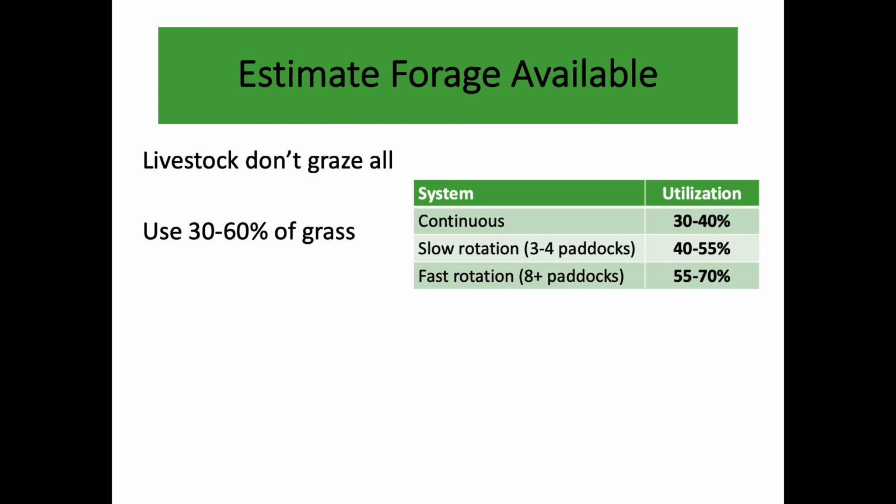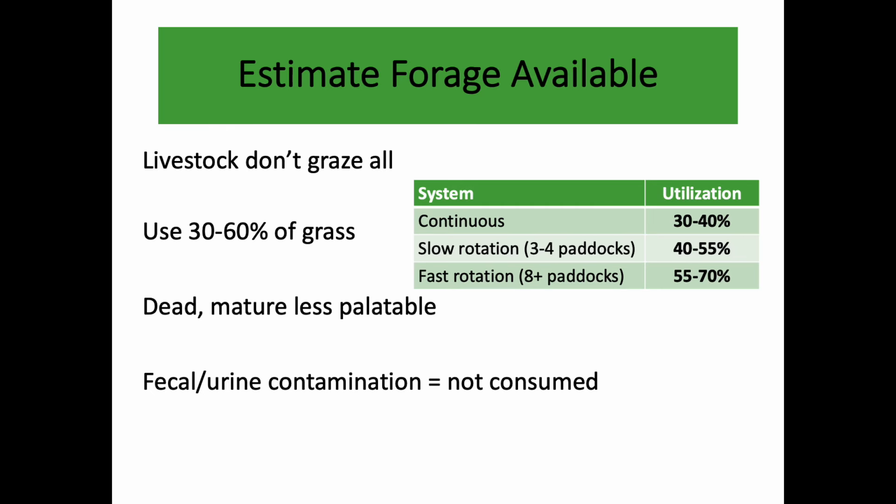Now we have to factor in how much forage is actually available because, like I said, they're not going to graze everything. They're going to use anywhere from 30 to 60% of grass typically. Keep in mind that there are areas in the pasture that might be bare, more mature, less palatable, or have some species that they may not want to consume.